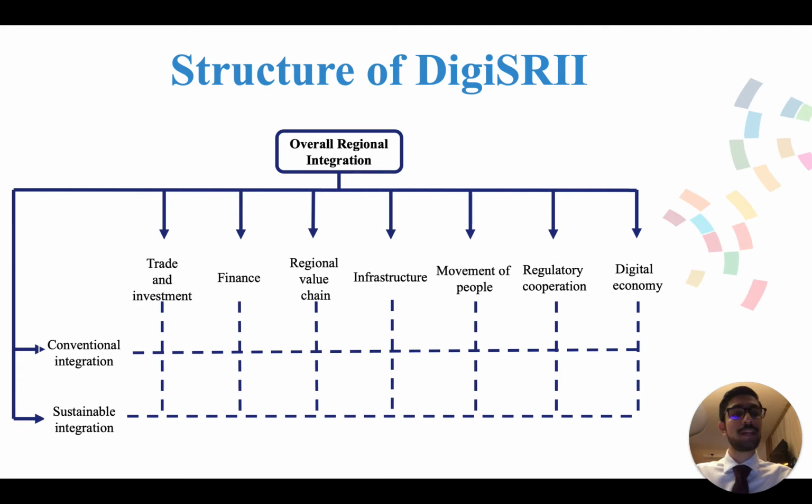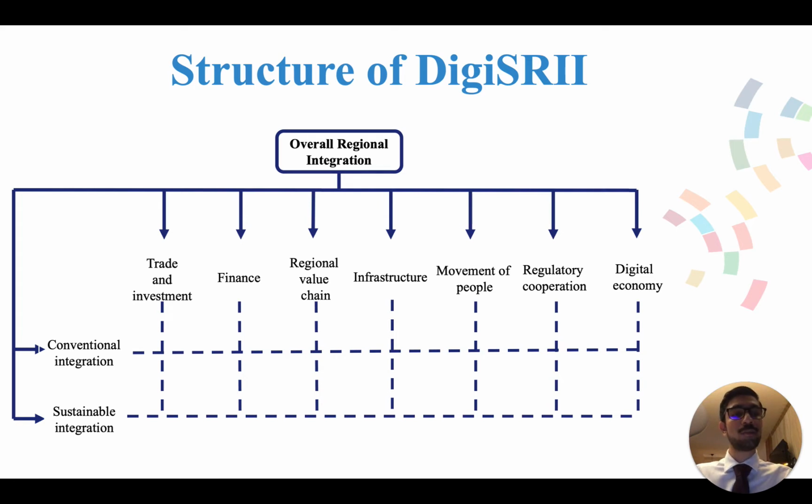We will also discuss the methodology used in constructing the index. As highlighted in Session 2, DigiSRII builds on existing work on regional integration indices, notably those by ECA and ADB, to develop a regional integration index that can better integrate the digital and sustainable development dimensions of regional integration policies. In contrast to other existing regional integration indices, it is characterized by a matrix structure, including dimensions for digital economy as well as sustainable integration.